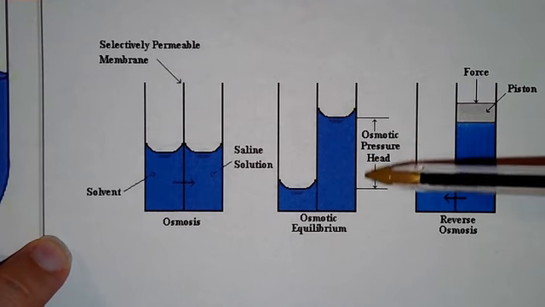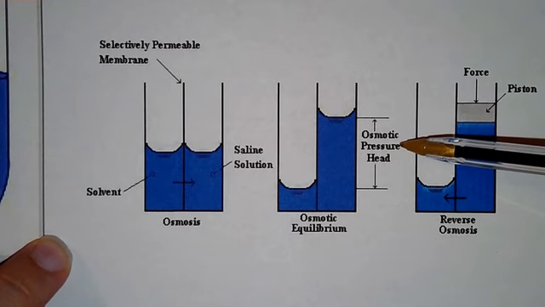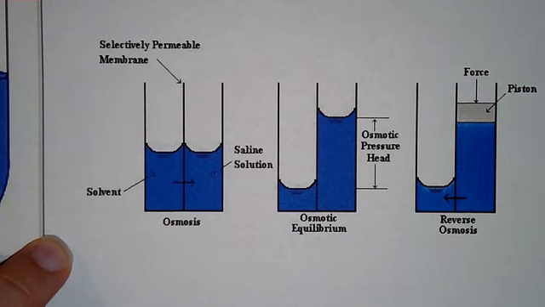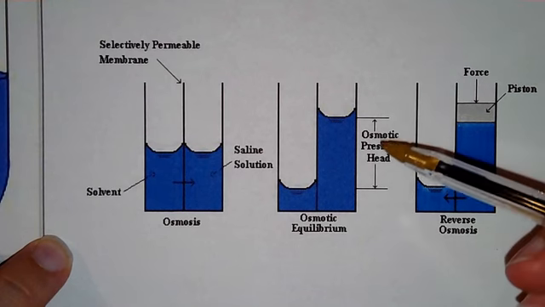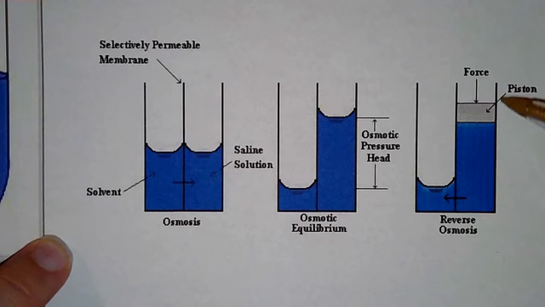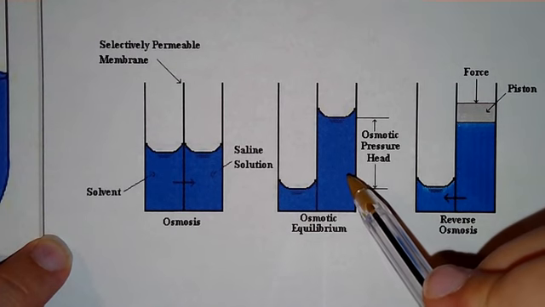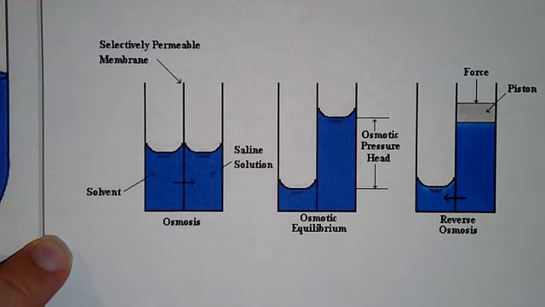This excess volume compared to the other side is called the osmotic pressure head. If we want to then push the water back across the membrane, we have to apply a force. The amount of force that we need in order to push the water across depends on how much water moved and the concentration of the solution.